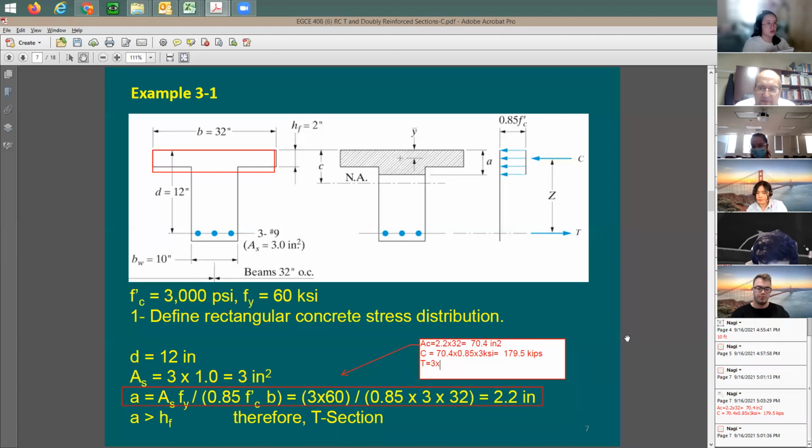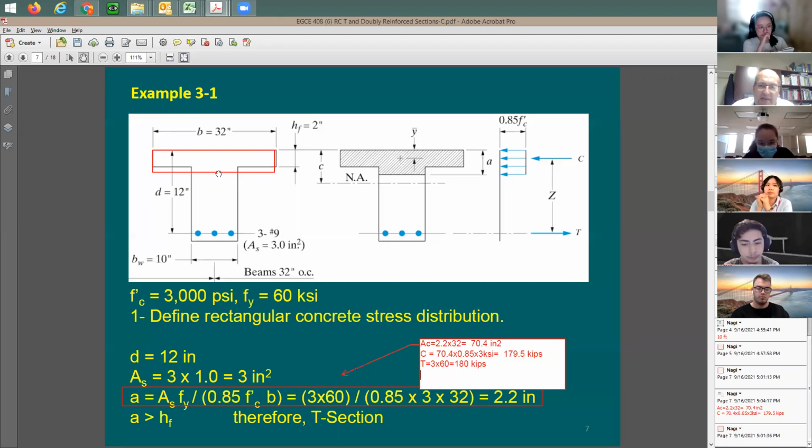Times F sub Y of, Cindy, how much is F sub Y? 60. Okay, very good. So I have here 180 kips. It does make sense because tension needs to be equal to compression. But based on this assumption that the cross-section area is going to be 70.4, tension is not equal to compression. So I did something wrong.